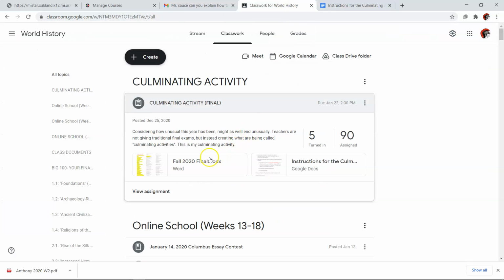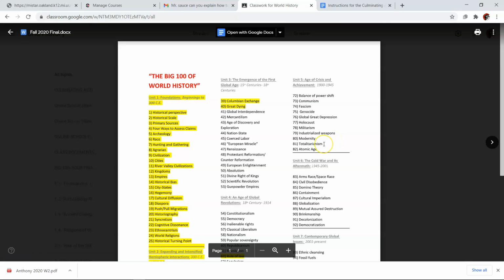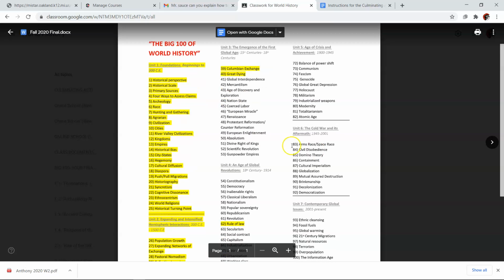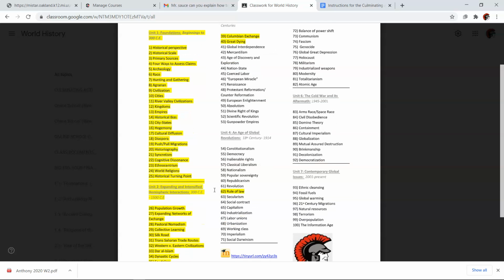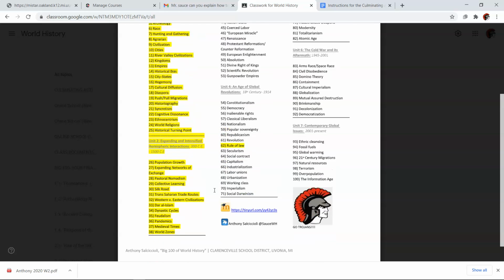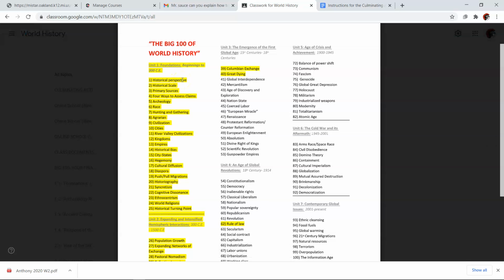Now, if I go back to here, here are the words I'm asking you to make a Google Slides about. Any word that is highlighted in yellow. If it's not highlighted in yellow, we have not learned about it yet, or we haven't learned about it sufficiently enough to put it in the final. So you can just start with historical perspective: provide a visual, a definition, and a real-life example.